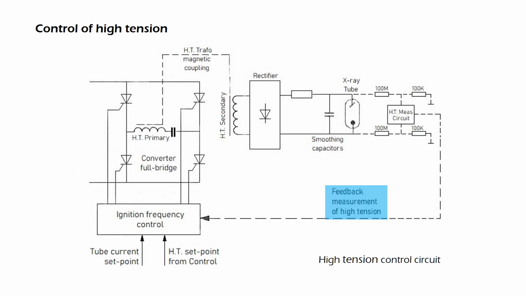By varying the ignition frequency, the control circuit with ignition frequency control provides for a constant tube voltage. If the tube voltage changes due to alteration of the tube current or an unstable mains voltage, the actual value obtained via feedback is subject to a change. The ignition frequency control varies the ignition frequency so that the tube voltage is kept constant.